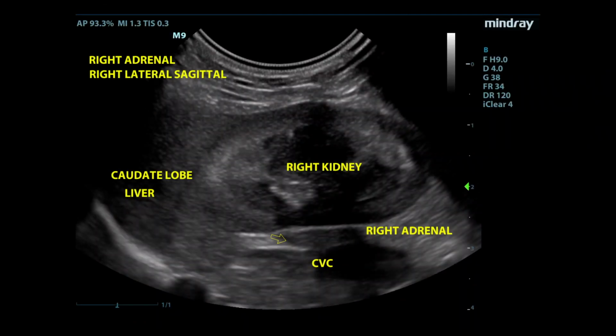In most dogs, the right kidney and adrenal are usually within the rib cage. From a right lateral sagittal transducer position, the right kidney is in contact with the caudate liver lobe. The caudal vena cava is at the bottom of the ultrasound screen, medial to the right kidney. The right adrenal is usually between the cranial pole of the right kidney and the caudal vena cava.